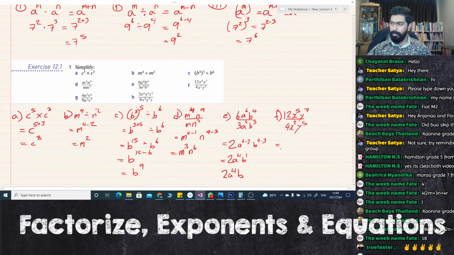Let's see, I think you might have got it correct, Fiat. So what do we have here? We have 3 x to the power of 5 minus 2, y to the power of 7 minus 5. So the answer would leave us with 3x to the power of 3 and y to the power of 2. Yes, that is correct, Fiat. Good job. Very good, Fiat. Now go ahead to question G and H.